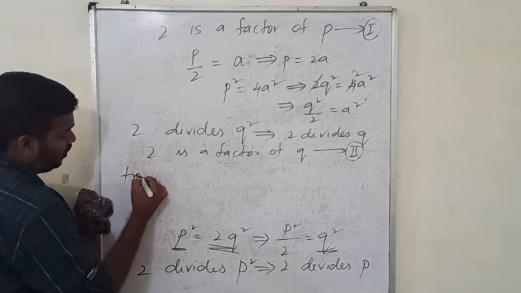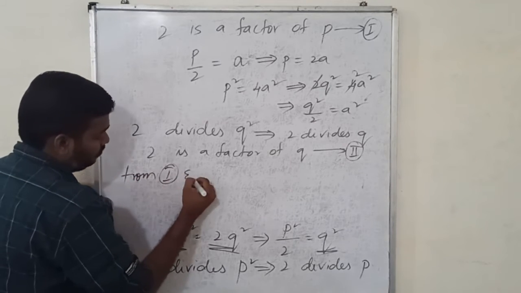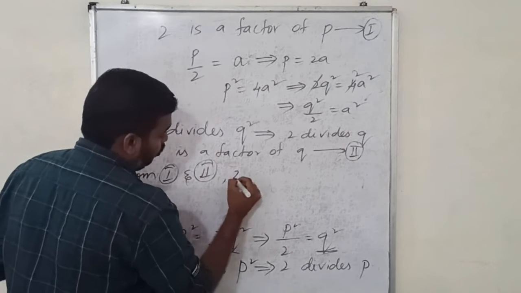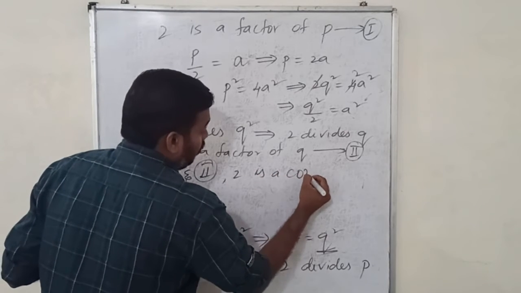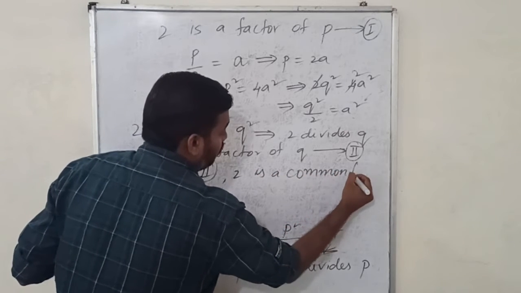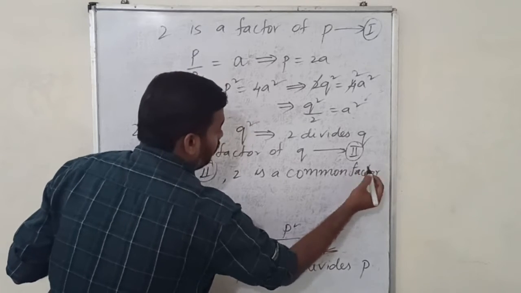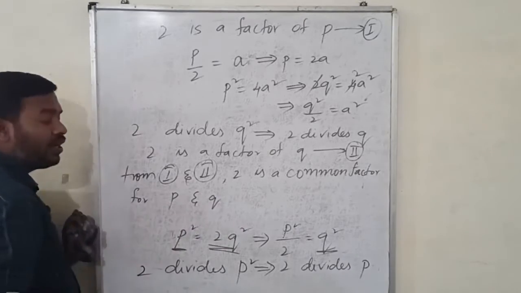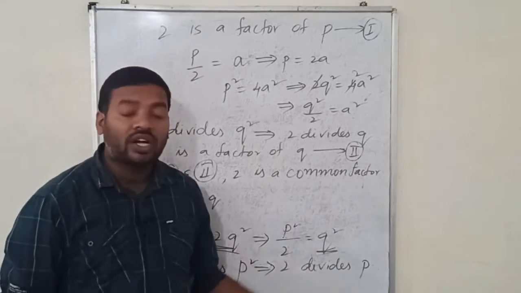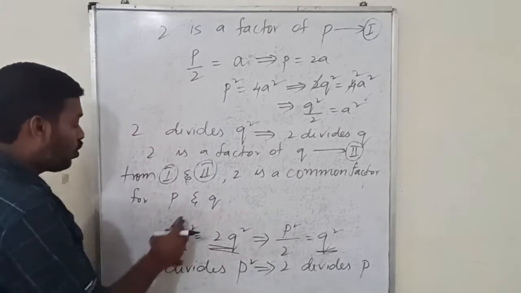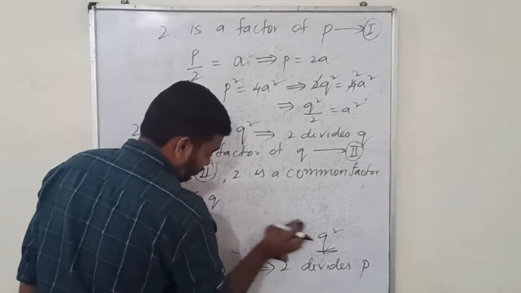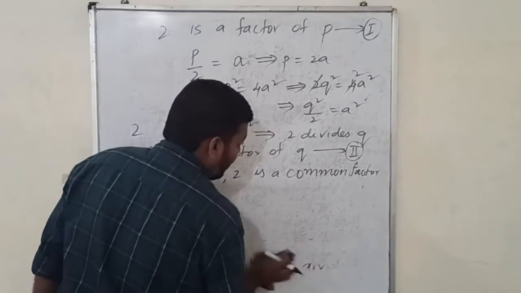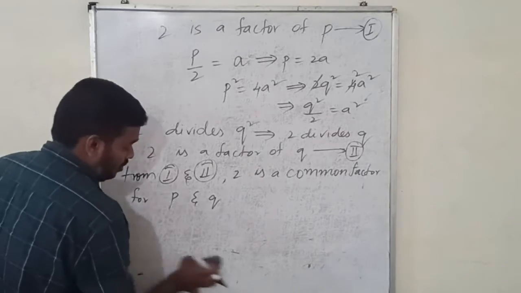From 1 and 2, 2 is a common factor for P and Q, but we said that P and Q are co-primes. This is because our assumption that root 2 is rational is absurd.